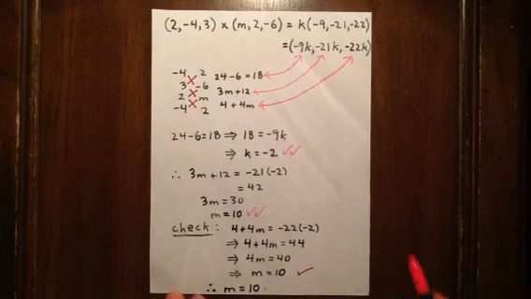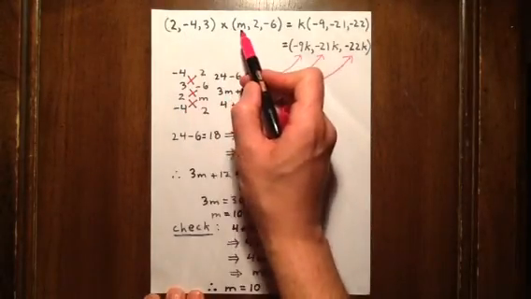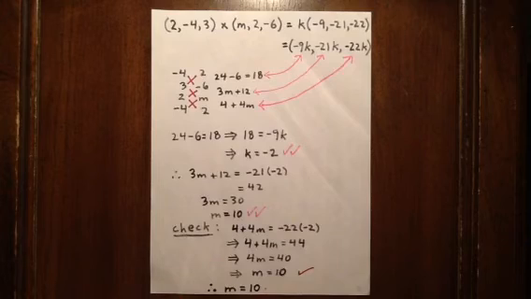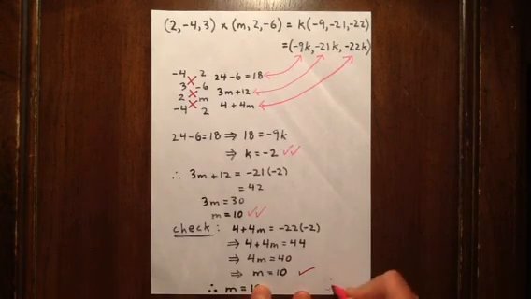If we want to, we can go back and see that letting m equal 10 will give us a scalar multiple of (-9, -21, -22). And we put a smile on our face and move on.